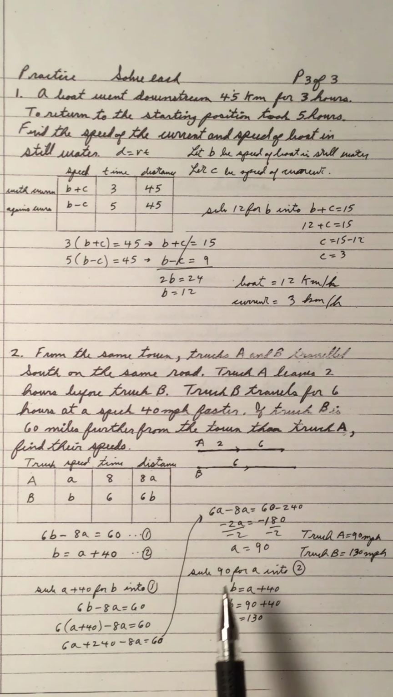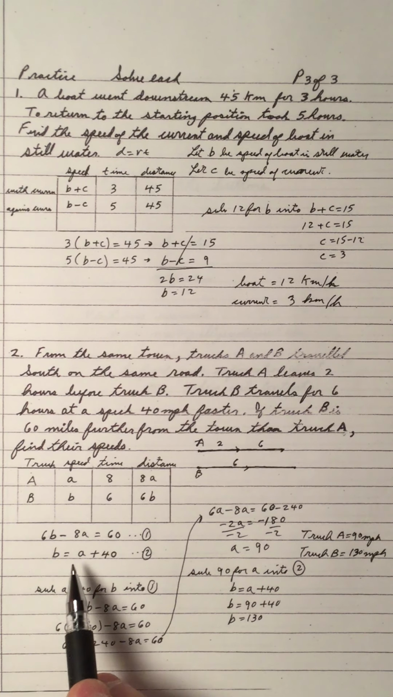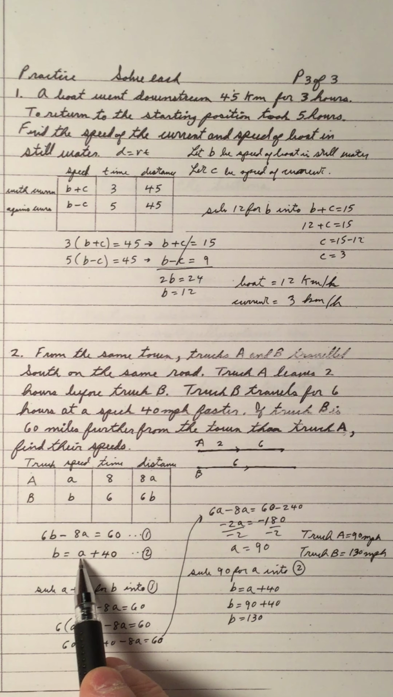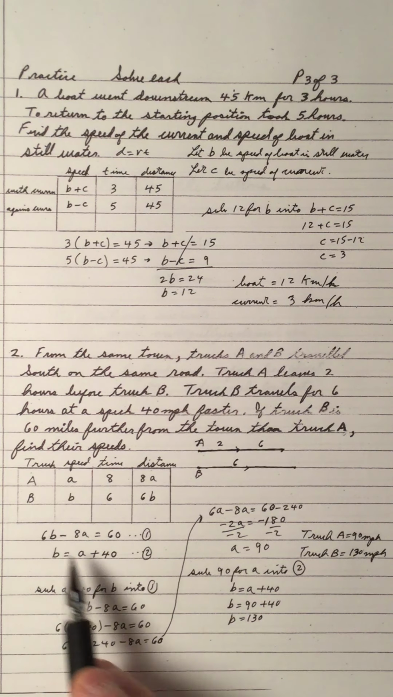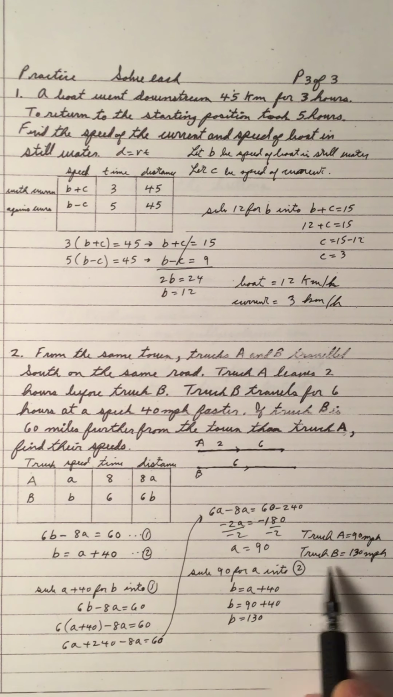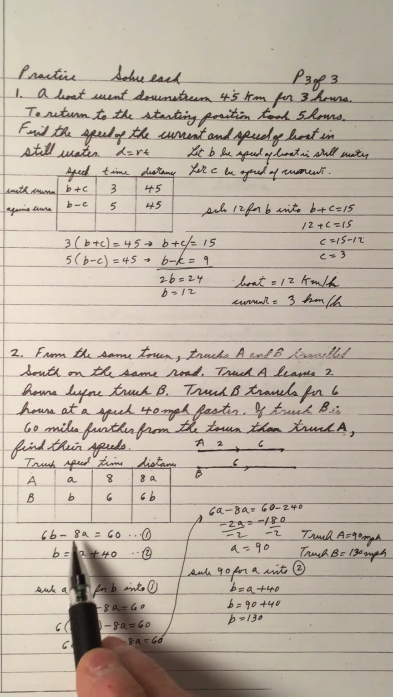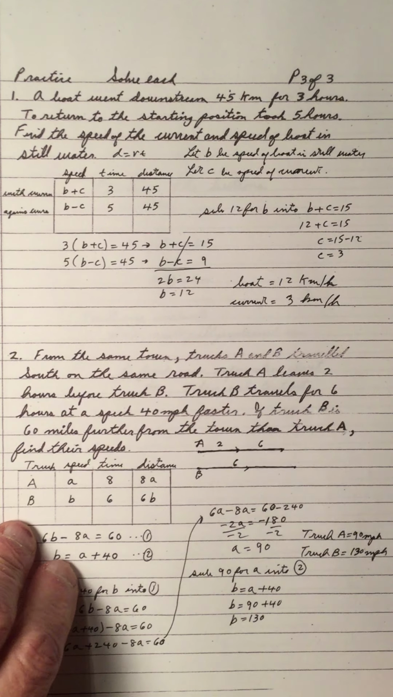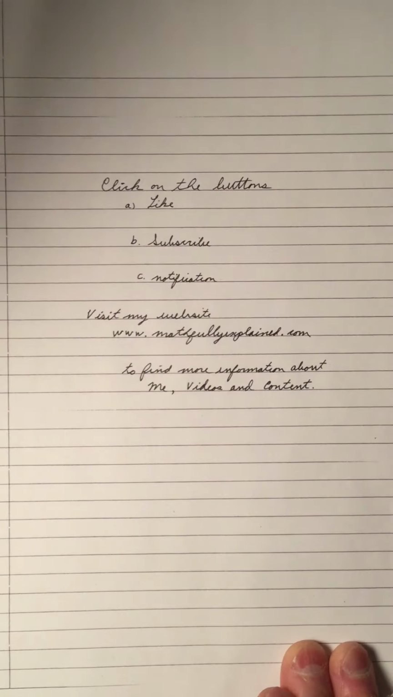But check it out. If you check these, obviously that's where we got the answer from. So 90 plus 40 is 130. And if you multiply 6 by 130 and 8 by 90, you get a difference of 60. So that brings us to the end of this video.